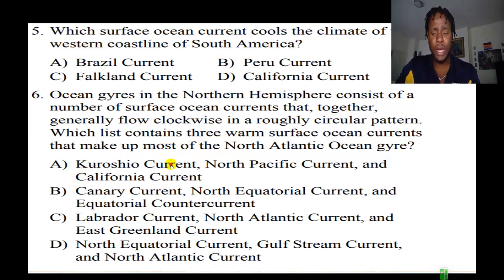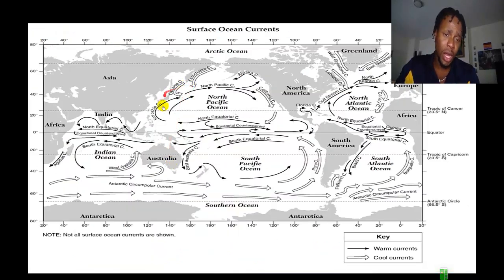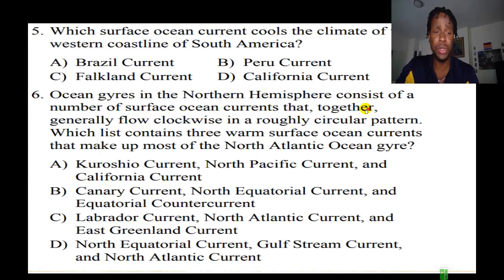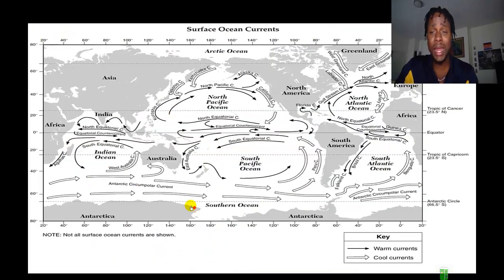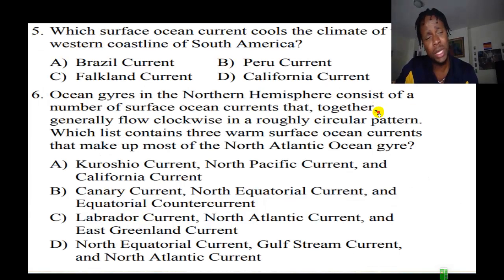The Kuroshio current is definitely on this side, it is a Pacific Ocean current, not a North Atlantic Ocean current, so that option is out. You have the Canary current, North Equatorial current, and Equatorial counter current. The Canary current is a cool current right around there. Canary current, so it's a cool current. So option B wouldn't work for us either.